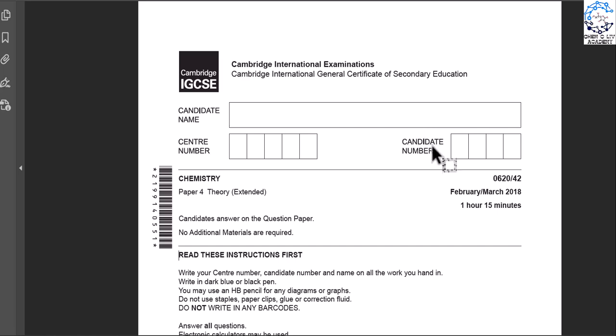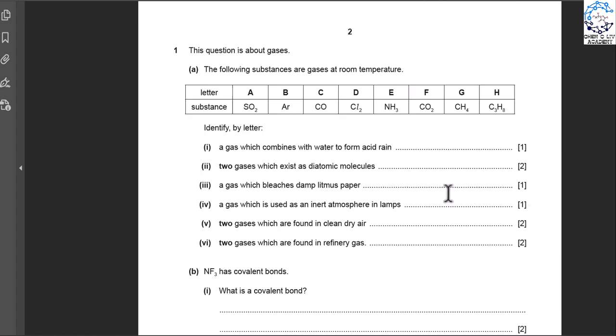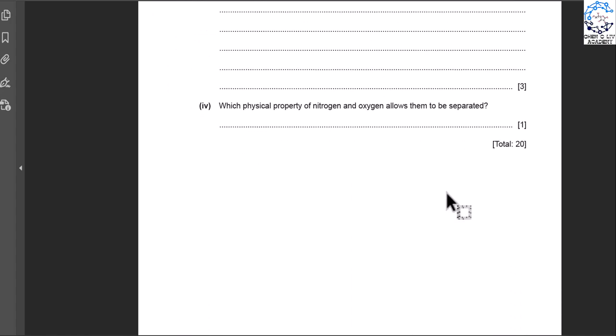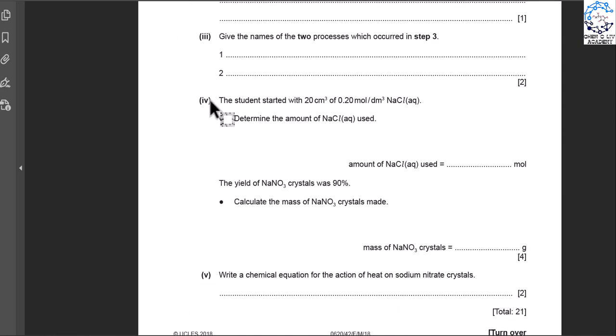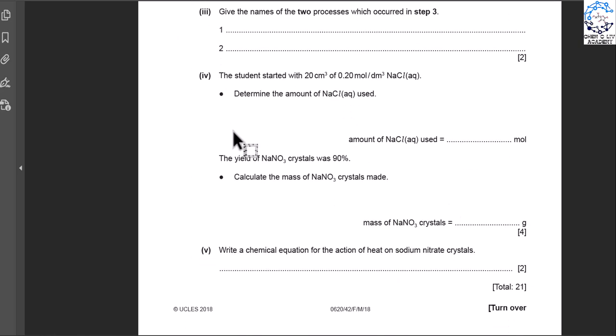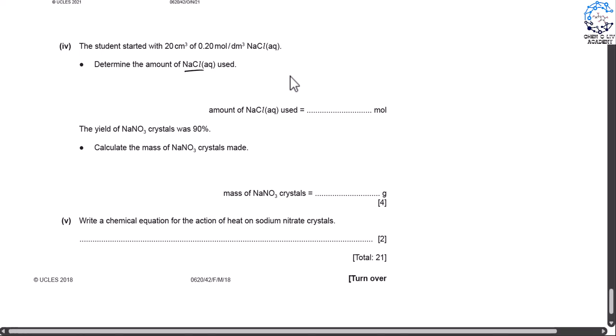So this is paper 4, February March series 2018. We're starting with 2018. Let's see what our problem is. Here's our problem. Okay, let's solve it. It says the students started with 20 centimeter cube of 0.2 mole per decimeter cube sodium chloride solution. Determine the amount of sodium chloride used.